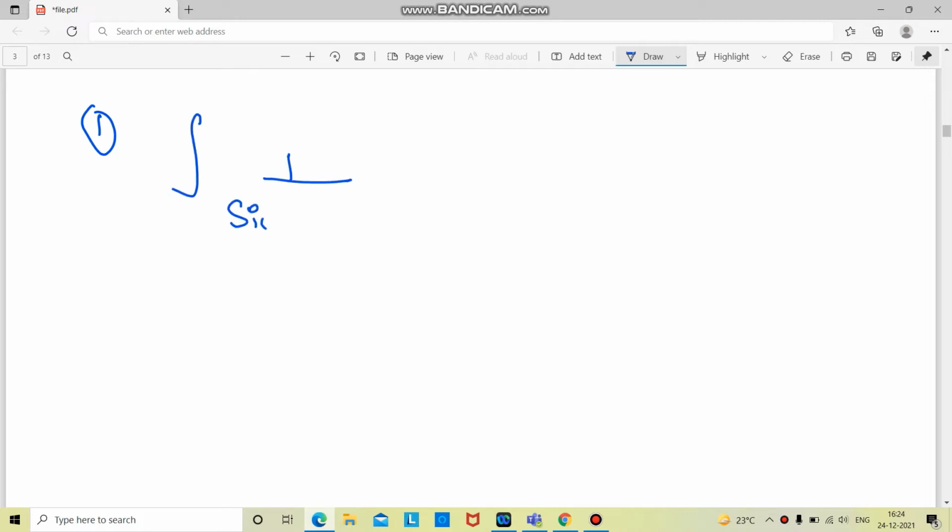Today we will discuss some more problems of indefinite integration. So let's begin. First problem of today is the integral of 1 by sin(x minus a) into sin(x minus b) dx.